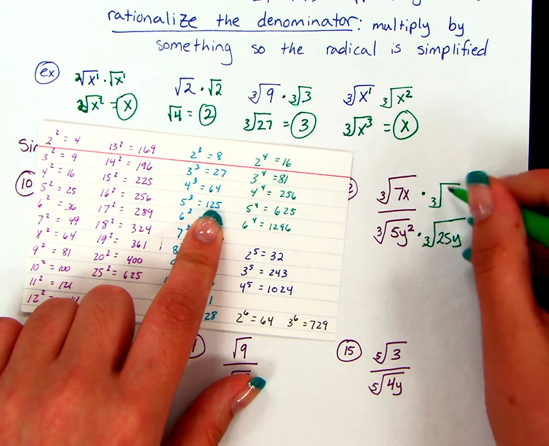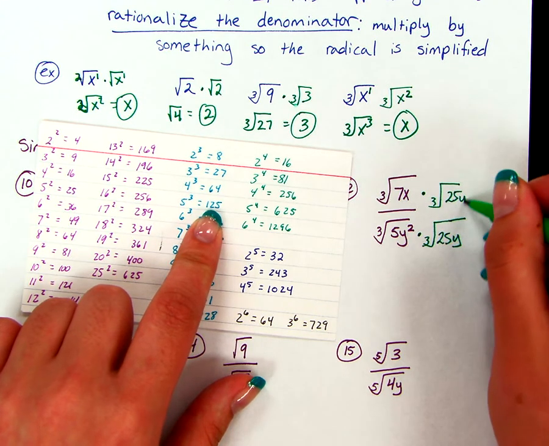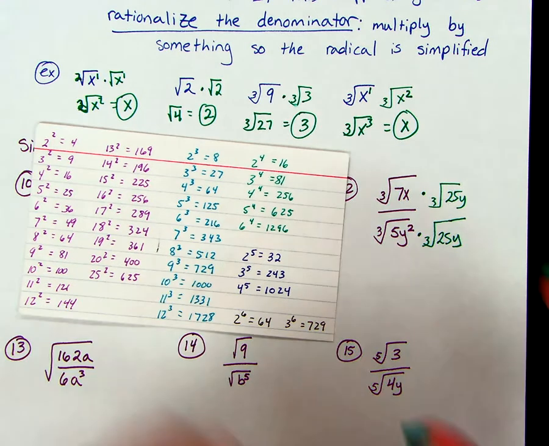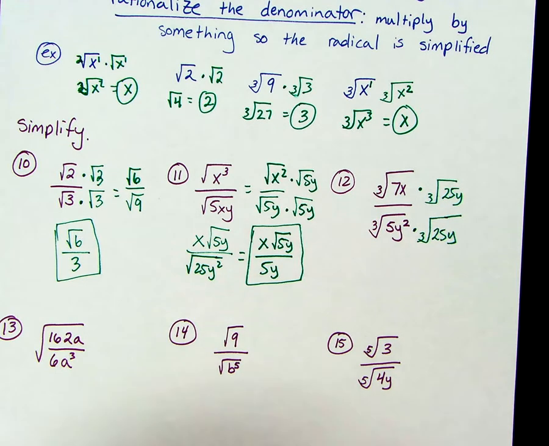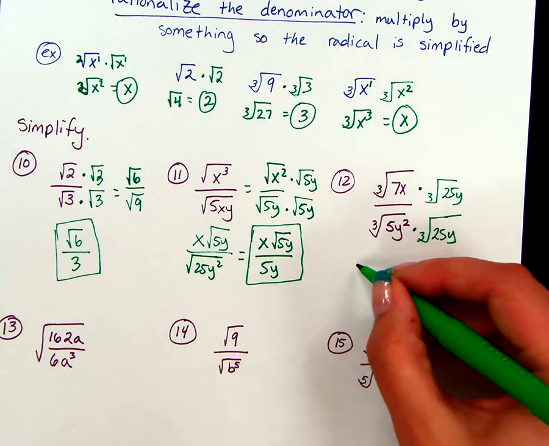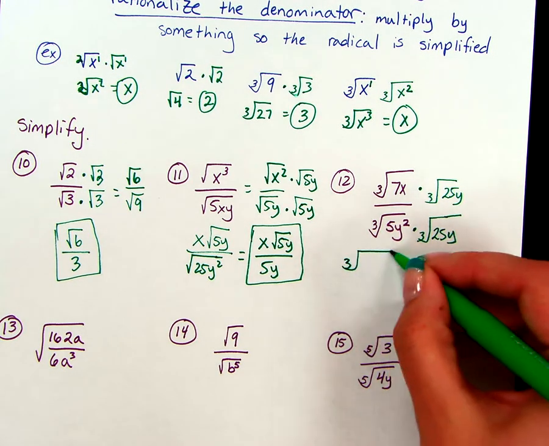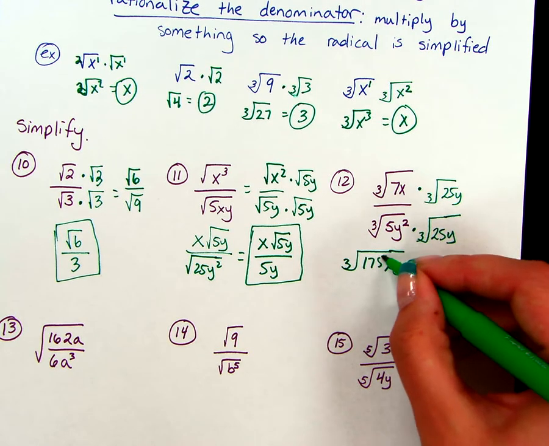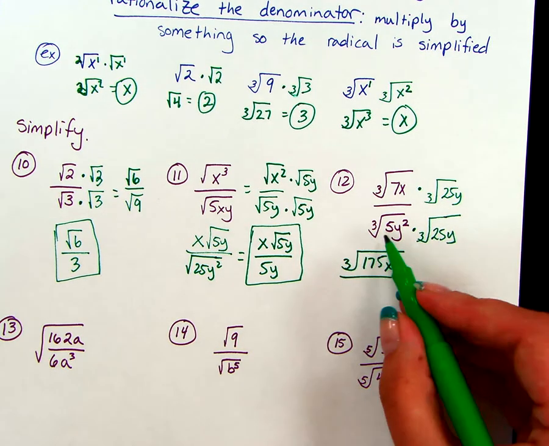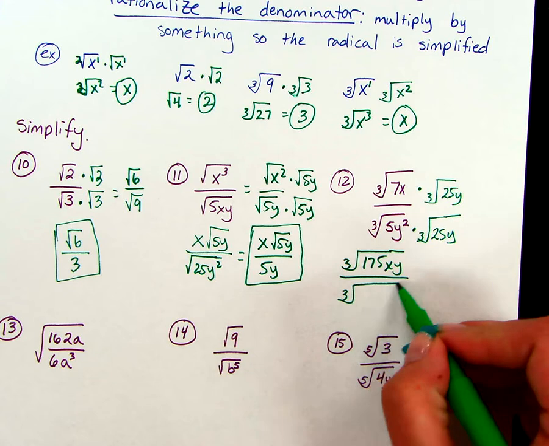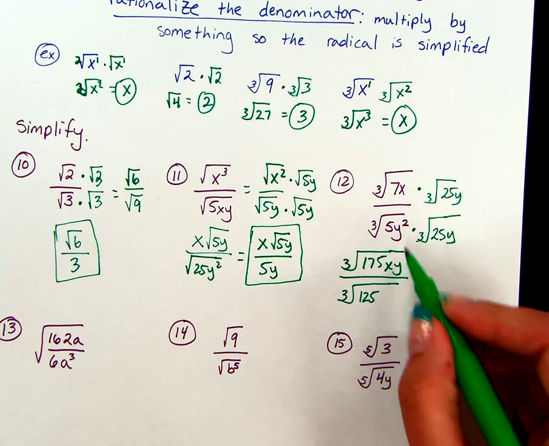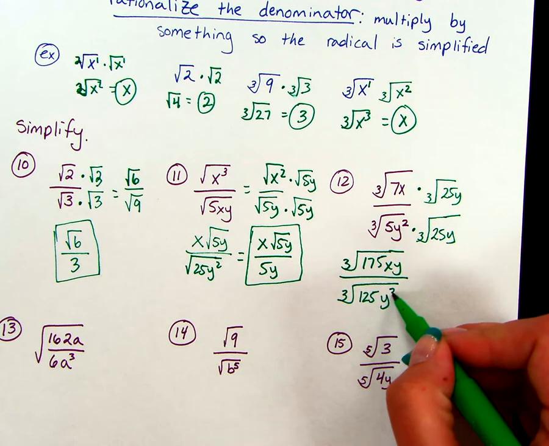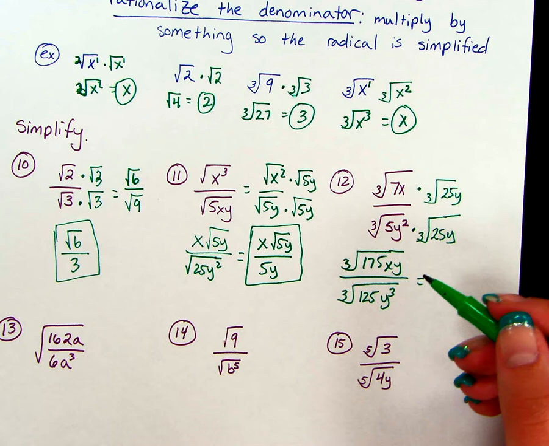And then whatever we multiply to the denominator, we have to multiply that same thing to the numerator. And then we just simplify as much as we can. So 7 times 25 is going to be 175. Okay, so we're going to have the cubed root of 175 xy in the numerator. And then 5 times 25 is 125. And then we'll have y cubed. And then we'll just simplify.